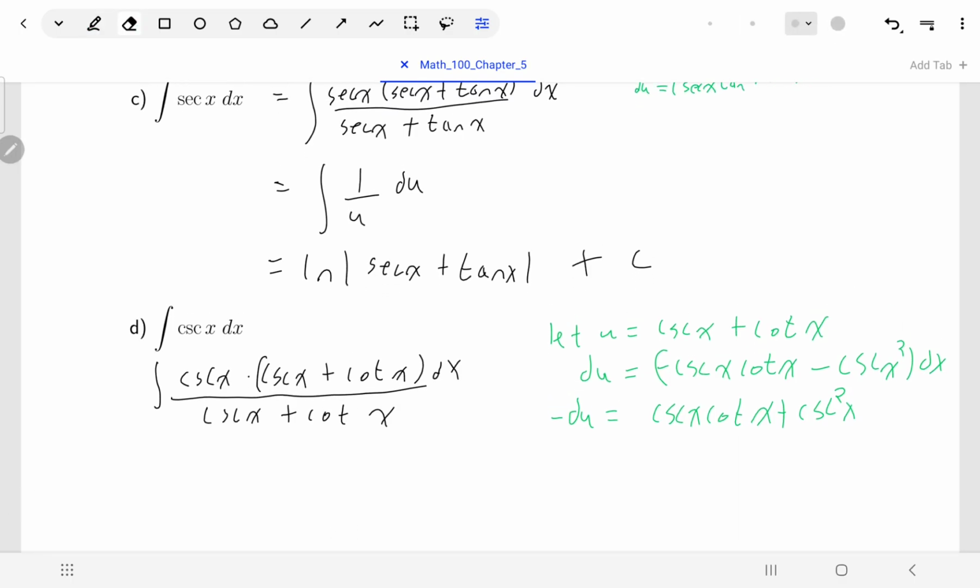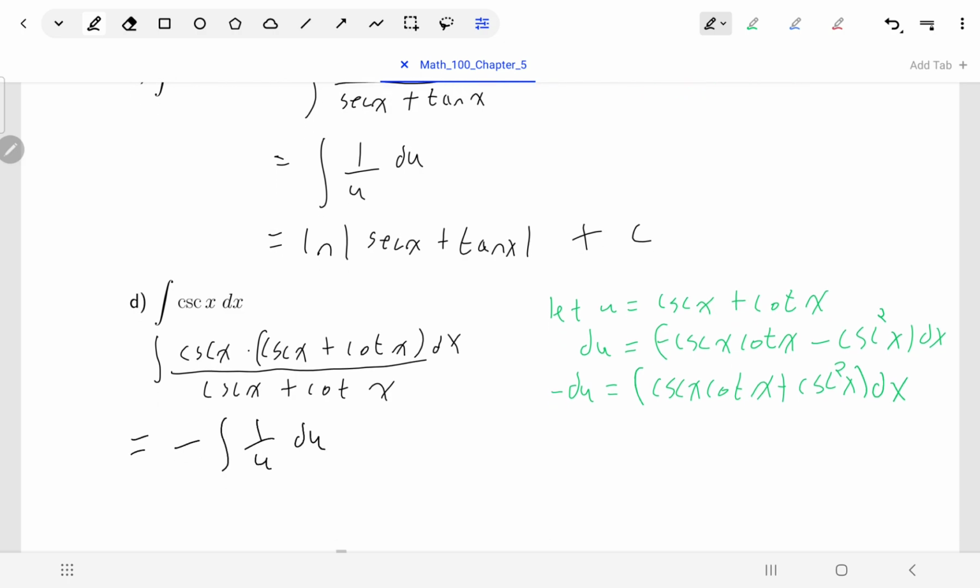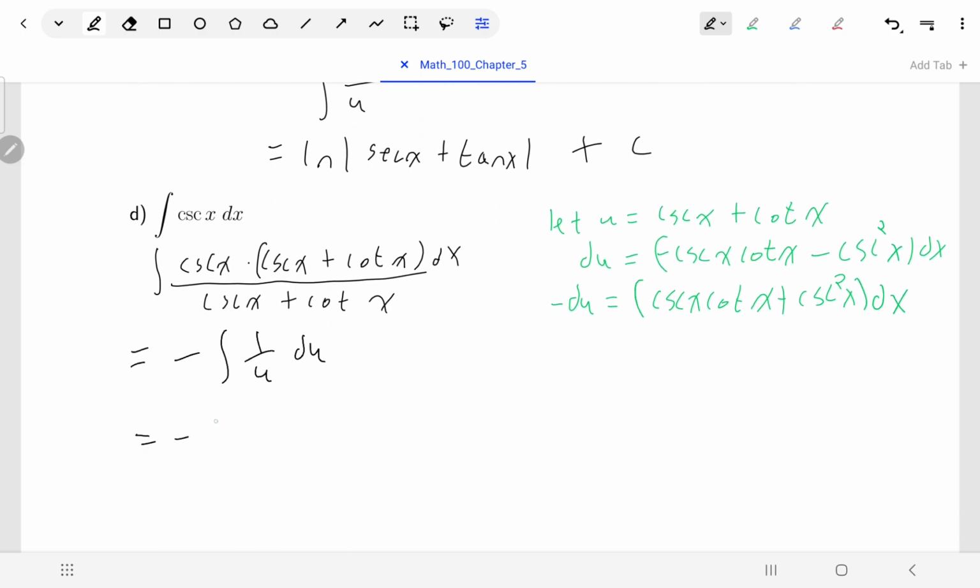I'm going to have to correct my writing. I said cosecant squared x, and I wrote cosecant of x squared. Sorry about that. There we go. So we have negative du is going to replace my entire numerator, and u is going to be my entire denominator. And so there we go. We can say that we have minus integral 1 over u du. And we know that that's going to be negative natural log of absolute value of u, or negative natural log of cosecant plus cotangent, plus our constant c.